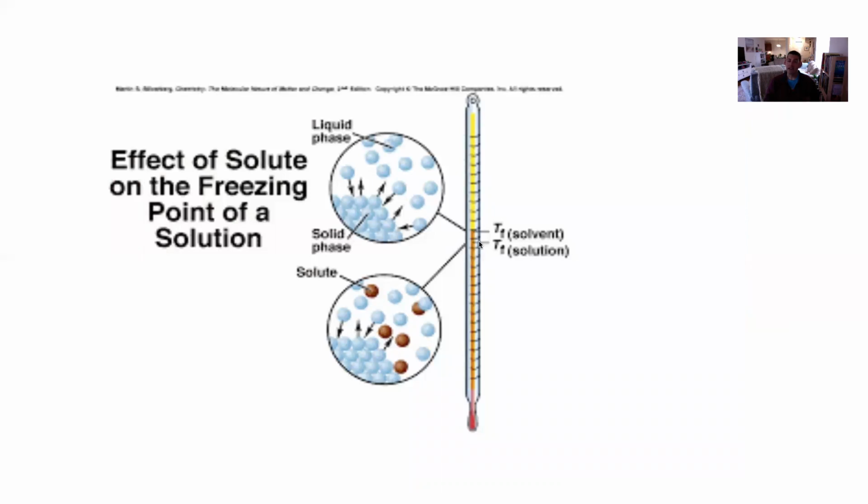So it's kind of on the opposite side. We elevate the boiling point. Now we can decrease the freezing point, right? So water freezes at 32 degrees Fahrenheit, 0 degrees Celsius. It freezes at that temperature. It also melts at that temperature, right?